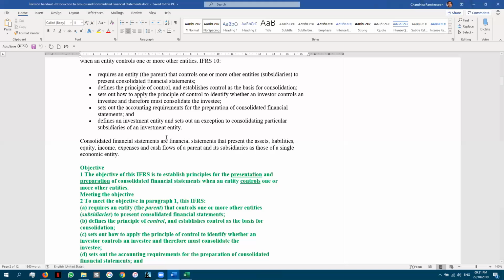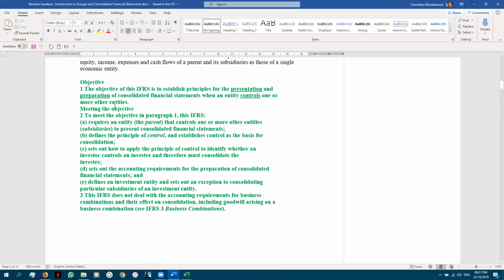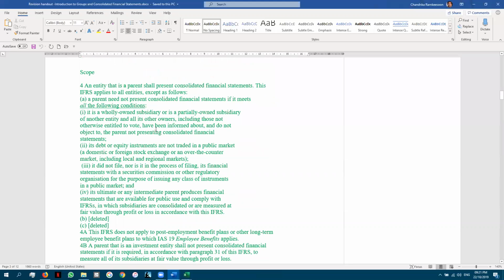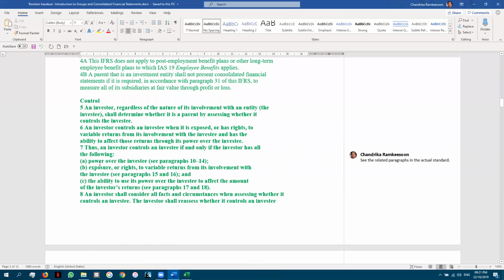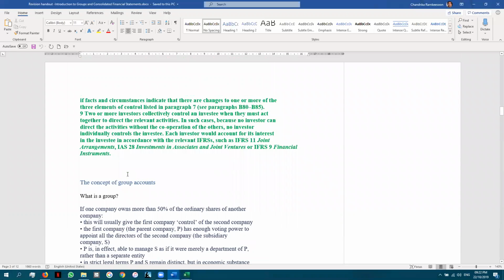And then, of course, we've got the objectives. Very, very important that you do go through this. Okay. Scope, control. The concept of group accounts.